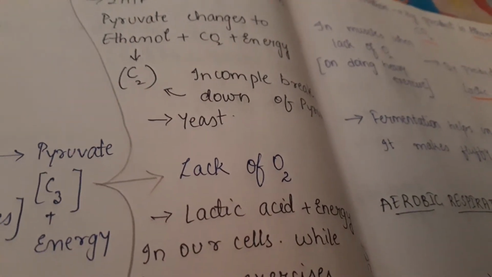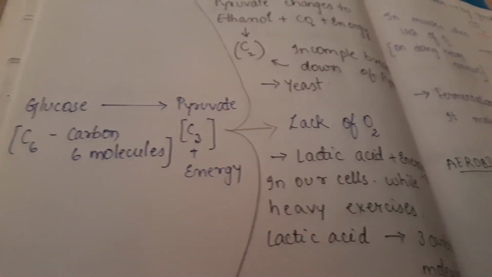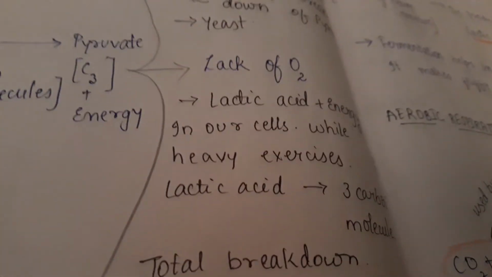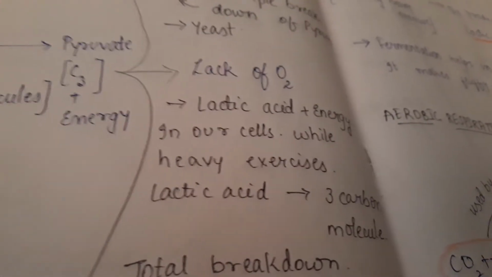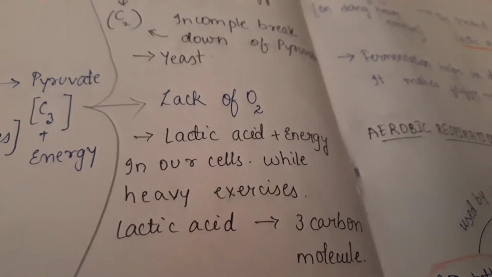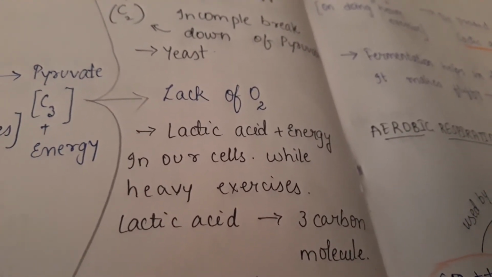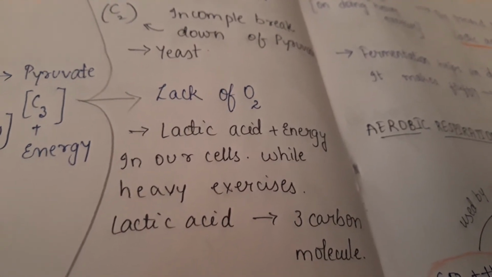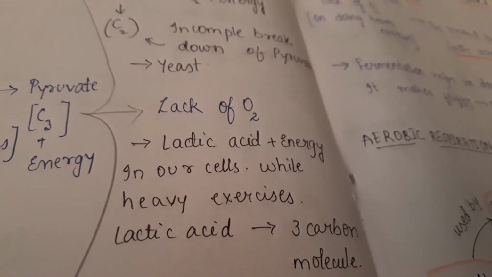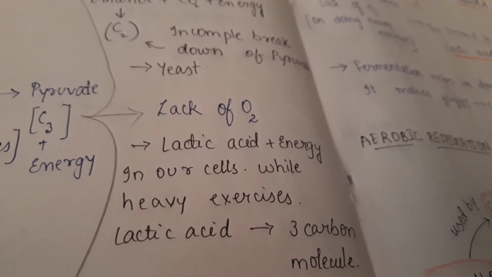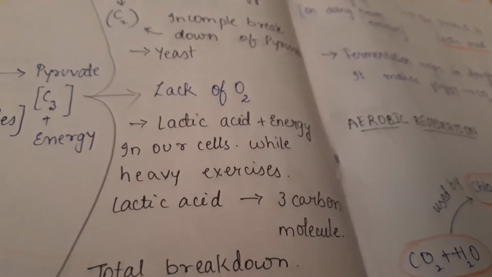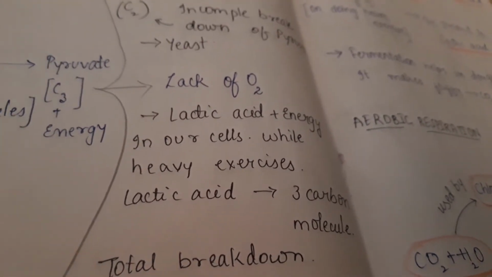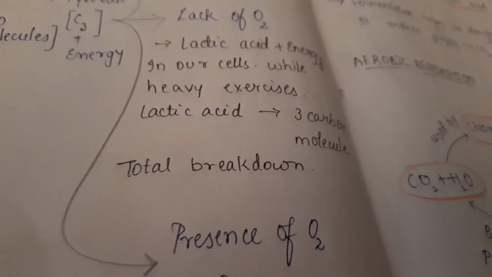It happens in yeast. Now, when glucose is changed to pyruvate and oxygen is present but not as much as is completely needed, lactic acid is produced and energy is produced. Again, the byproduct is lactic acid, and in our cells this happens when we do heavy exercise. In our muscles, lactic acid is produced. Again, lactic acid is a 3-carbon molecule. It is an incomplete breakdown, but ATP is just 2.